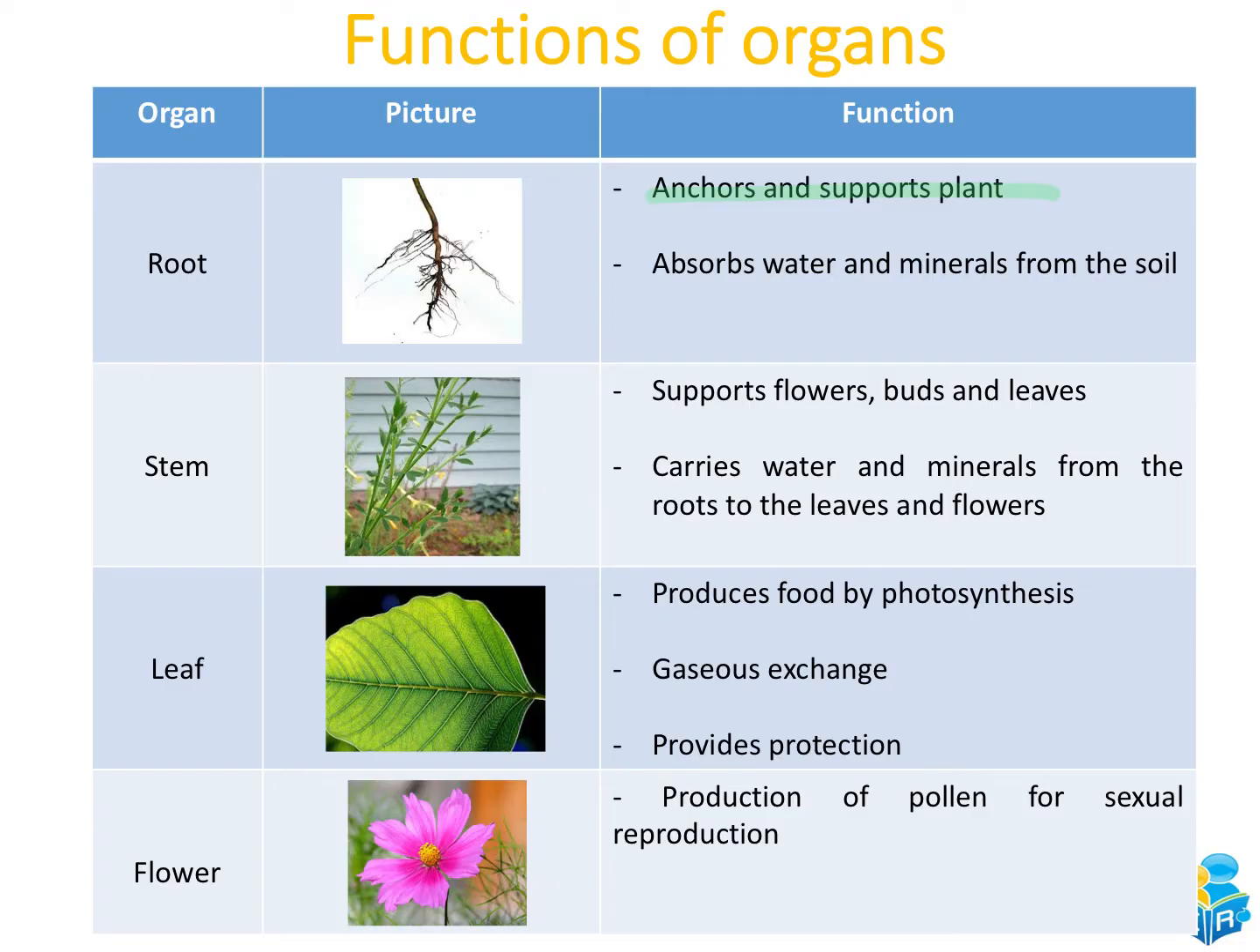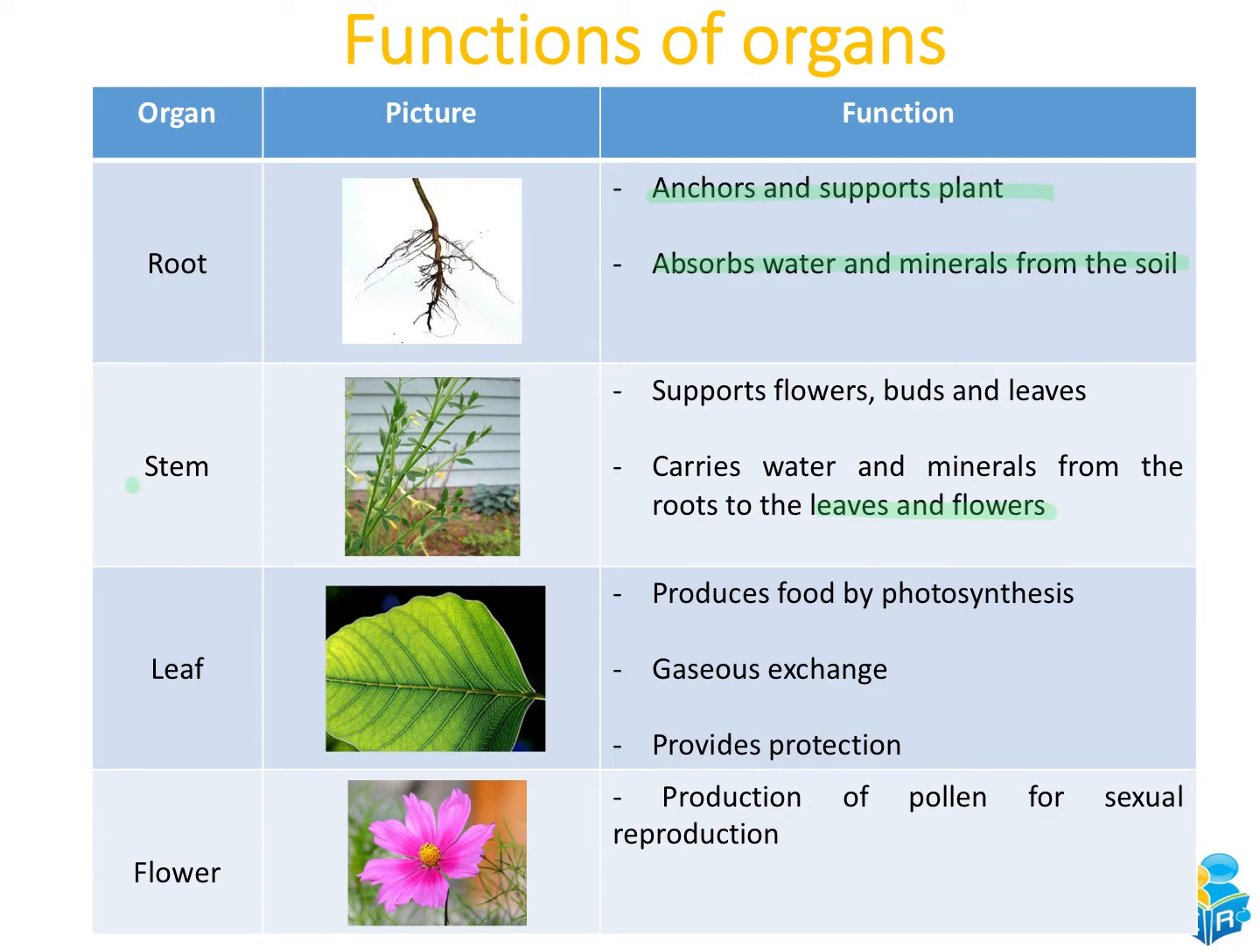Now, for photosynthesis, which we will come to in a couple of minutes, we do need to be able to absorb some water and also some minerals for the plant as well, and they're all going to come from the soil. So another function of the root is to absorb that water and minerals from the soil. The stem then, it's also going to support some flowers, it's going to support some buds, and it's going to support the leaves. And the stem is going to carry the water and minerals, which are after being absorbed from the soil by the roots, all the way up to the leaves and the flowers. Okay, so the stem is going to do that.